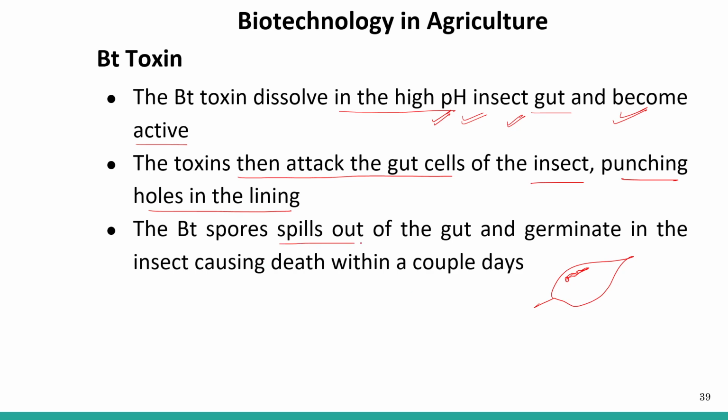The Bt spores spill out of the gut and germinate in the insect, causing death within a couple of days. So Bt spores, meaning bacterial spores, are also present in the insect's gut. What happens to those spores? Through that pore, the bacteria which germinate from the spores enter inside the body of the insect, and that causes death.